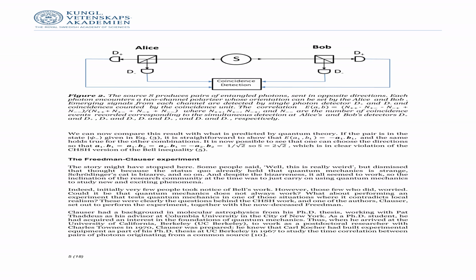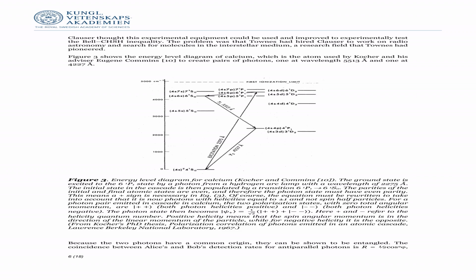He knew that Carl Kocher had built experimental equipment as part of his PhD thesis at UC Berkeley in 1967 to study the time correlation between pairs of photons originating from a common source, 10. Clauser thought this experimental equipment could be used and improved to experimentally test the Bell-CHSH inequality. The problem was that Townes had hired Clauser to work on radio astronomy and search for molecules in the interstellar medium, a research field that Townes had pioneered.